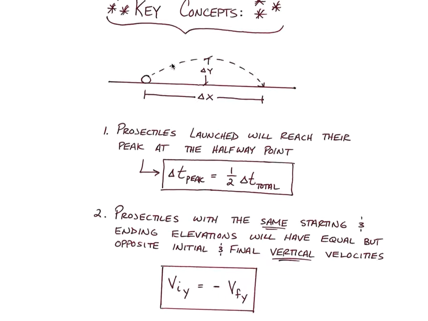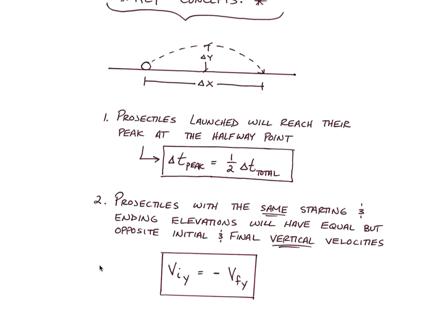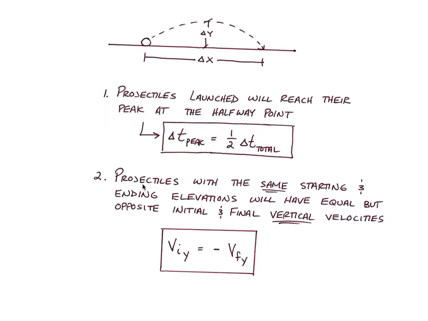So whatever I lost traveling to the peak, I'm going to gain as I fall back down to Earth. The difference will be the direction. This object was originally leaving the ground, and at the end it's traveling back down. So what that's basically saying is that if they have the same starting and ending elevations, that y initial velocity will be equal and opposite to the final y velocity.